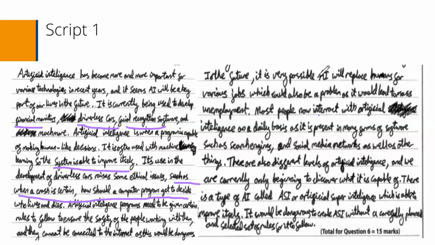We read on. "And in the future, it's very possible AI will replace humans for various jobs." Okay, so that's unemployment coming up there, another ethical issue. And then we go, "Most people now interact with artificial intelligence on a daily basis, as it's present in so many forms of software, such as" search engines and social media networks. Again, they have got examples of use. So I have got in total for this candidate 5 examples of uses, a characteristic, and 2 ethical issues.